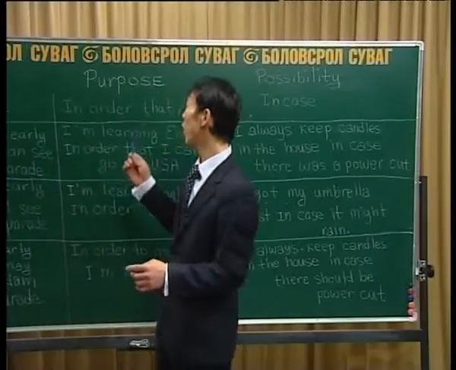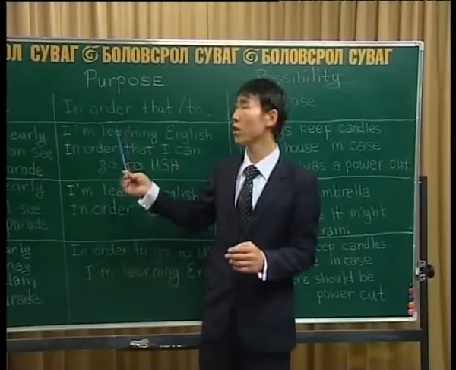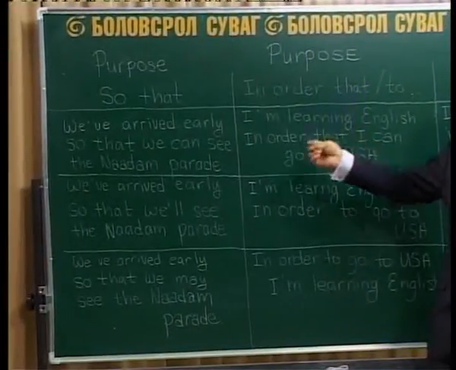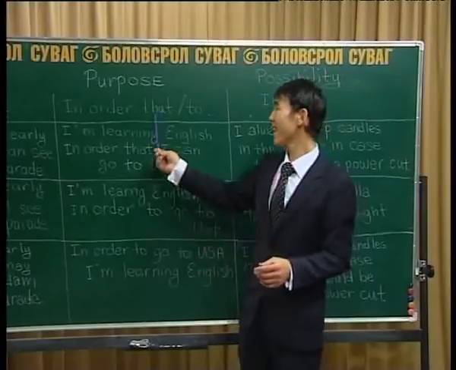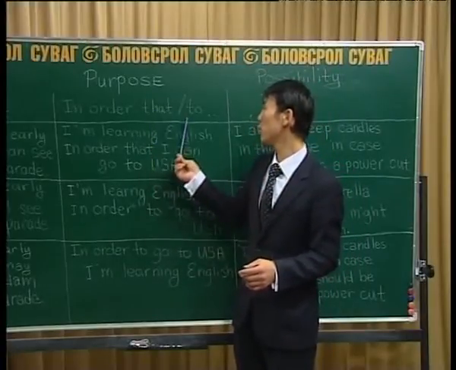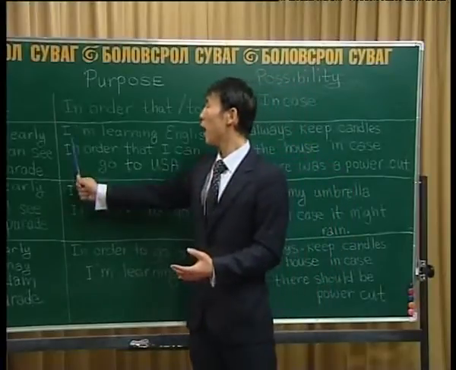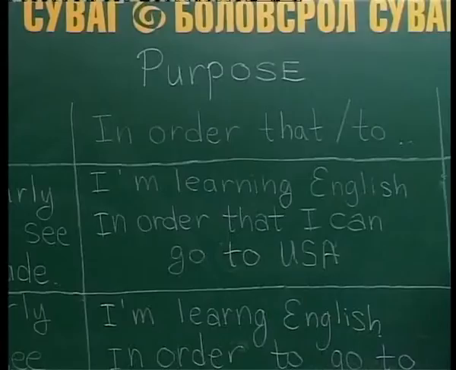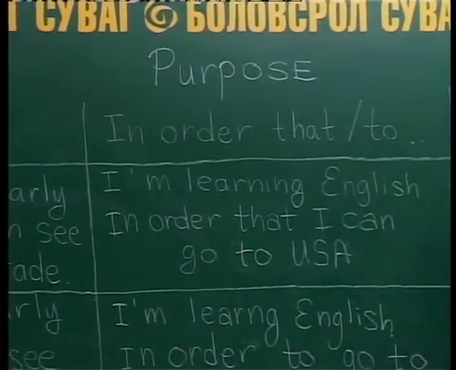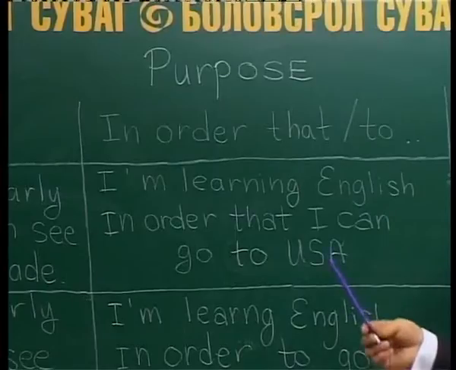First we learned "so that", and next one is "in order that", or we can say "in order to". That we use with a subject, and to we use with a verb. This is the only difference. I'm learning English in order that I can go to USA. Remember, USA is a big state, and most Mongolians like to go to USA. So, in order to go to USA, that person is learning English.